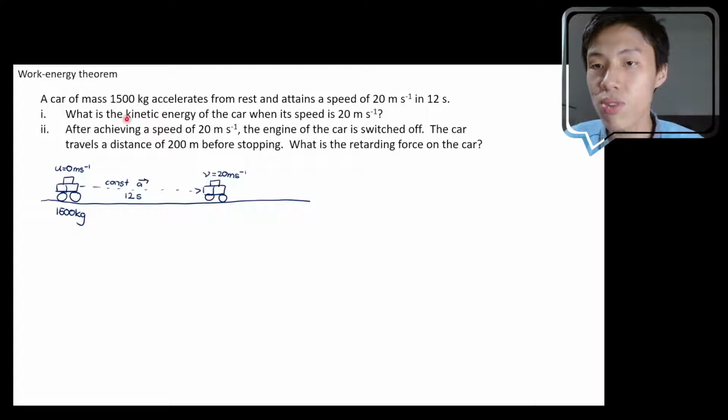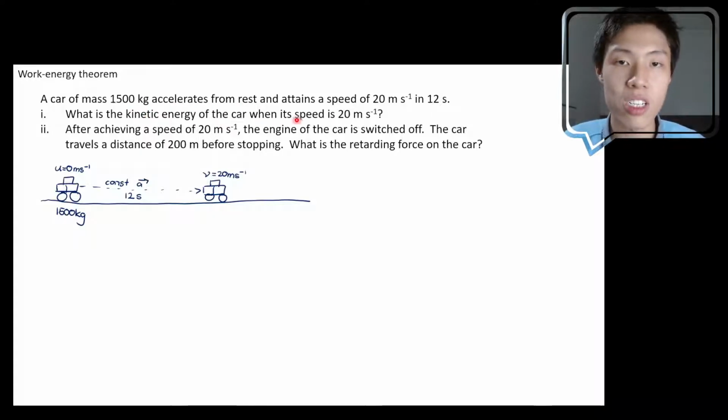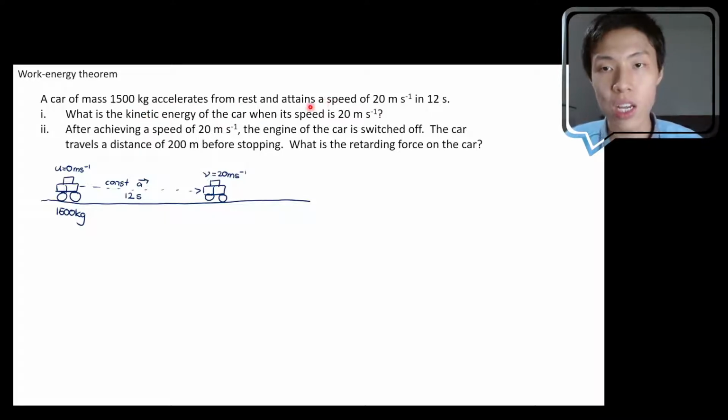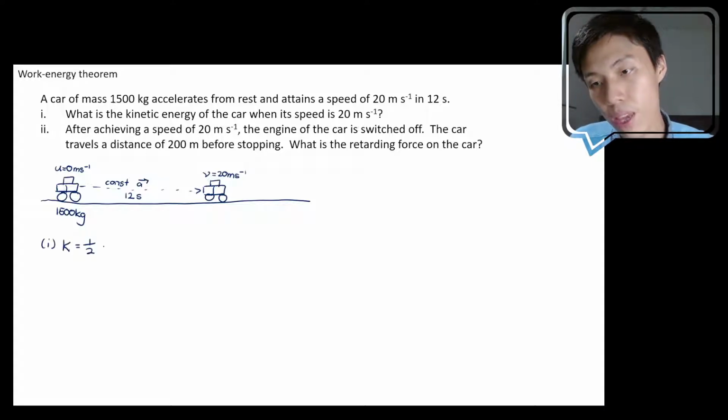The question asks for the kinetic energy of the car when the speed is 20 meters per second. So we know the information regarding the mass of the car and the speed of the car. So to know about the kinetic energy of the car will be quite direct. It's just using the formula of kinetic energy. So kinetic energy is equivalent to half mv squared. Okay, so now it's just substitution.